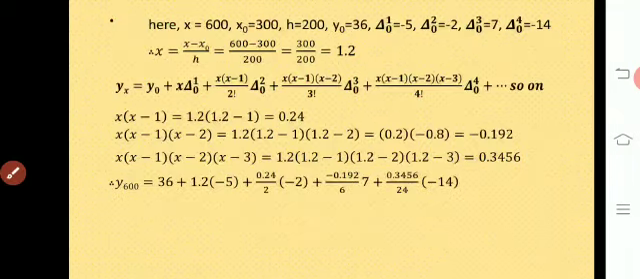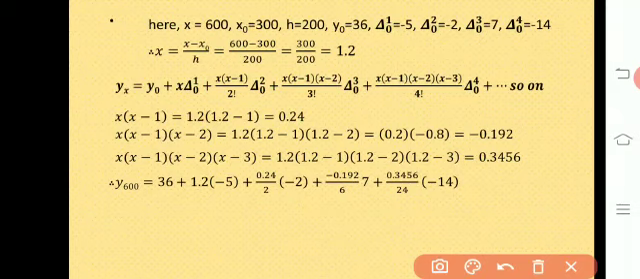Now let's see the further solution. Here x is equal to 600, which is given in the question. It means we have to estimate the number of employees whose wages are 600, so x is equal to 600. X0 means the first value under the wages, that is 300. H is nothing but the difference between two successive values of x, that is the difference between two successive wages. Then y0 is the first value under the number of employees, that is 36.